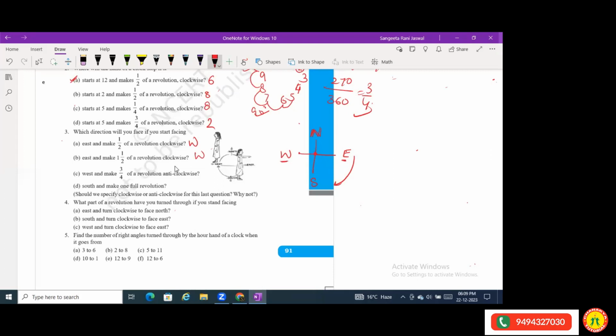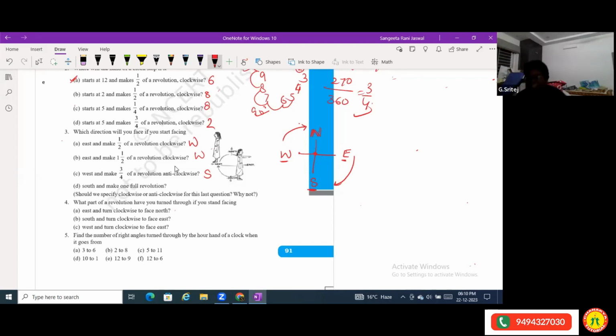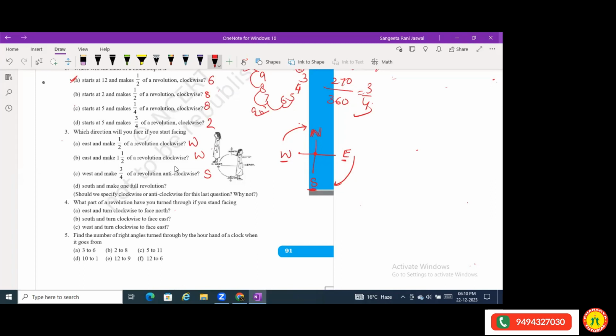Your face is towards the west and you make 3/4 of a revolution anti-clockwise. Ma'am, it will be south. South, okay. So 3/4: this is 1/4, then another 1/4, then another 1/4. So that's south. Now, last one. You are facing south and you make one full revolution. From south, south. Here, anti-clockwise or clockwise does not matter, because whenever you take a complete revolution, you reach the same point. Okay?